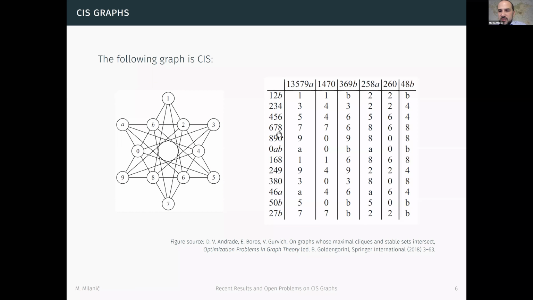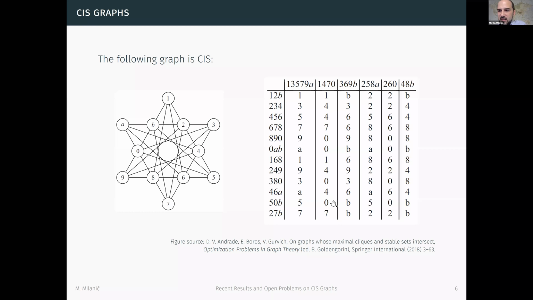Also, here is a concrete example which is not from those families. It's a 12 vertex graph with vertices numbered from 0 to 9 and also A, B. And in the table on the right, we see that we have all the maximal cliques of the graph listed and all the maximal stable sets. And in the corresponding entry, we have the intersection. And indeed, the intersection is always non-empty. Of course, it can only consist of one vertex.